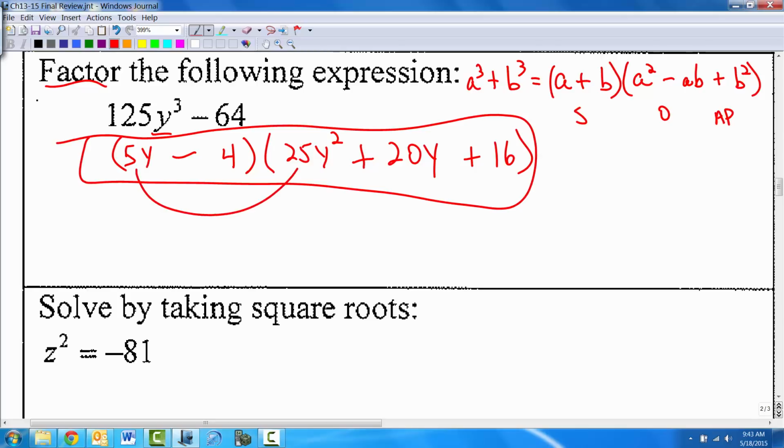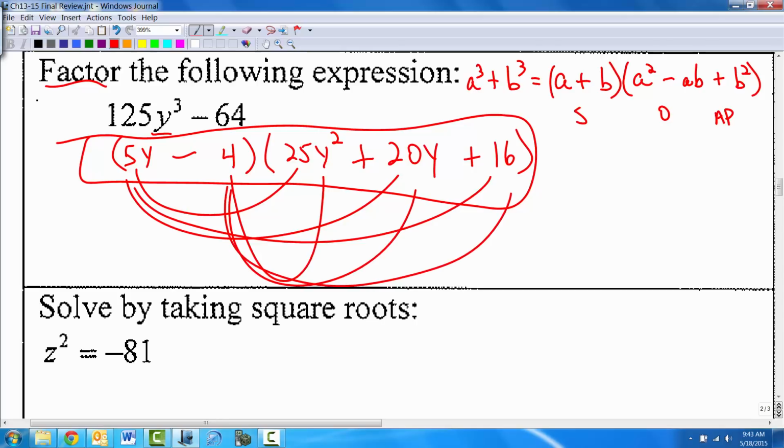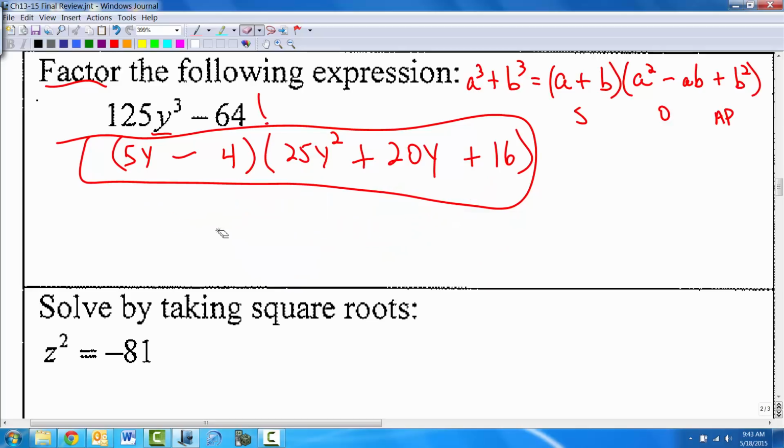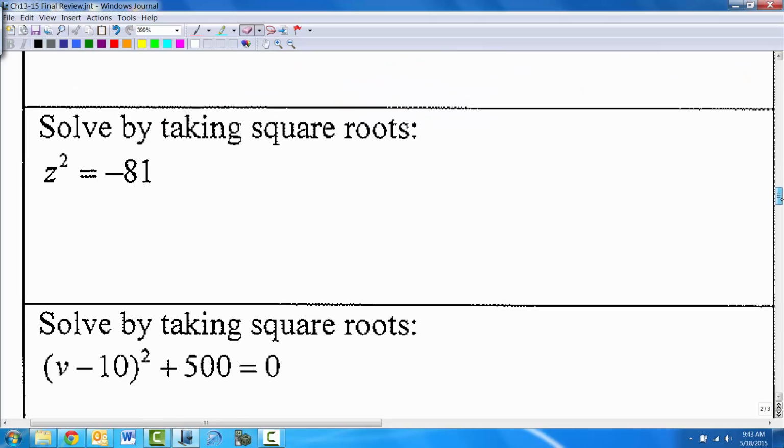I swear if you did this, this, and then this, you would get this answer. So this isn't a good foiler, but it is a good multiplier, knows how we get those answers. All right, but we don't have time for that. We got to get this stuff figured out.